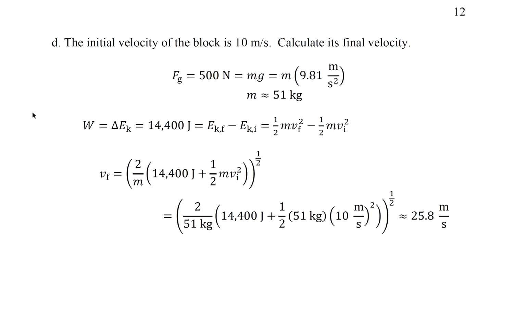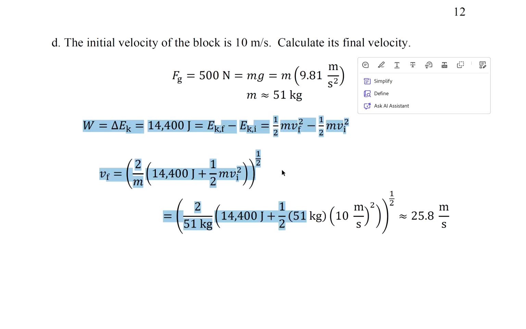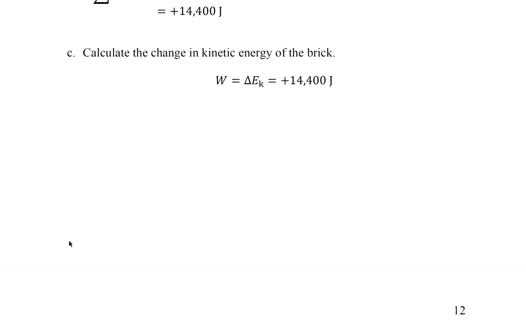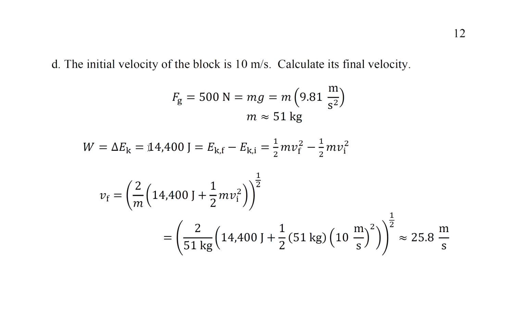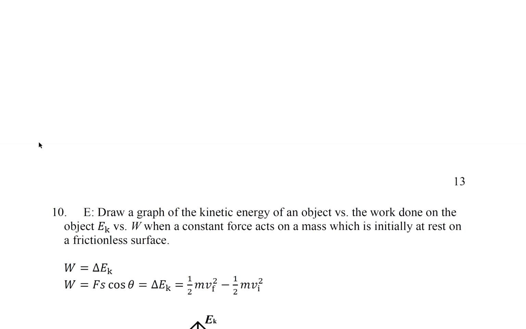Part D, the initial velocity of the block is 10. Calculate its final velocity. So first we calculate the mass, second we use the equation. And we got 14,400 joules from parts B and C.